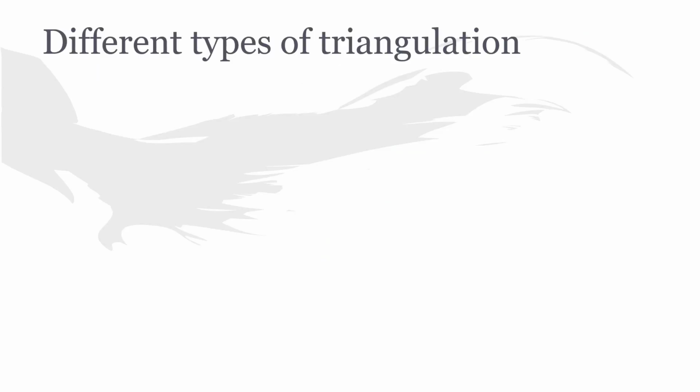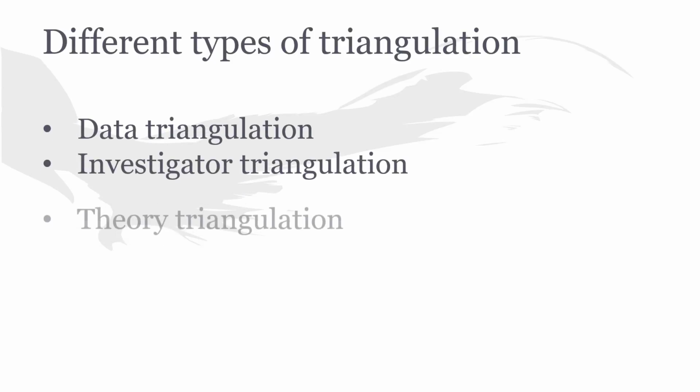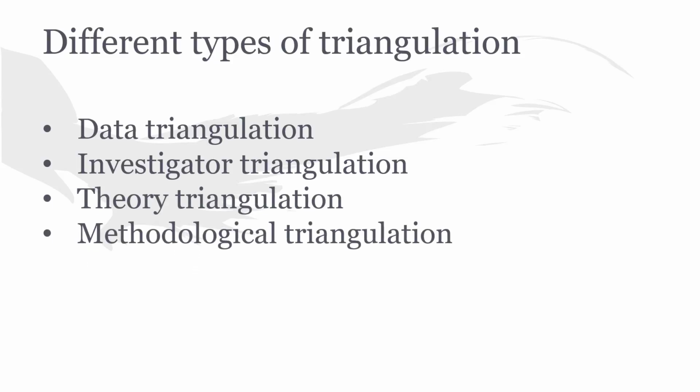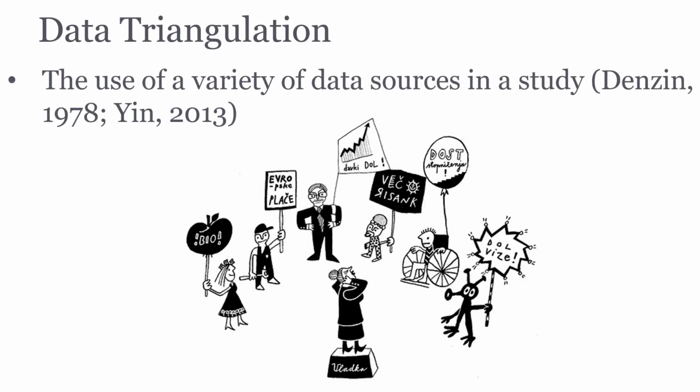There are four types of triangulation according to Denzin, including data triangulation, investigator triangulation, theory triangulation, and methodological triangulation. Next, I will explain each in more detail. Data triangulation refers to the use of a variety of data sources in a study.